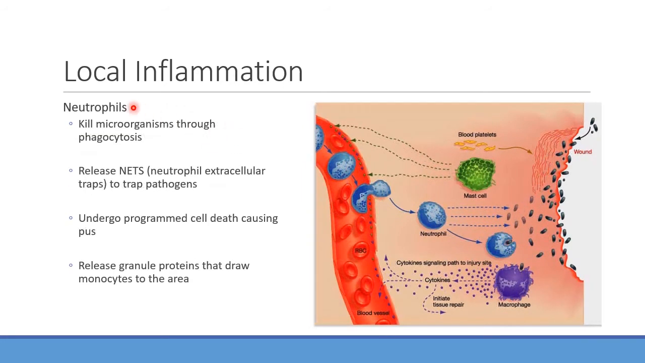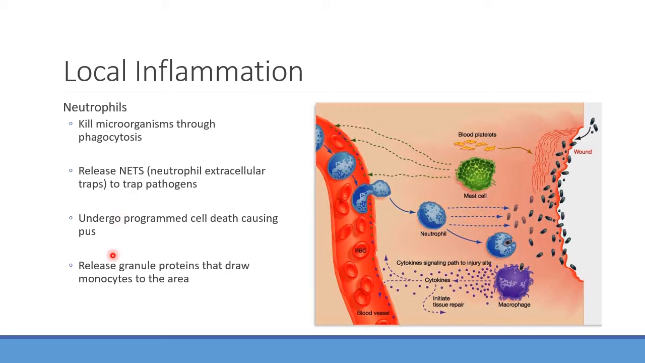Okay, so then we have our neutrophils being attracted to the site because of all these cytokines that have been released by the mast cells and the macrophages. These are going to help to kill the microorganisms, usually through phagocytosis. They can also release a product called neutrophil extracellular traps, or NETs, which helps to trap pathogens. So I guess whoever came up with NETs as an acronym was probably pretty proud of themselves, I imagine.